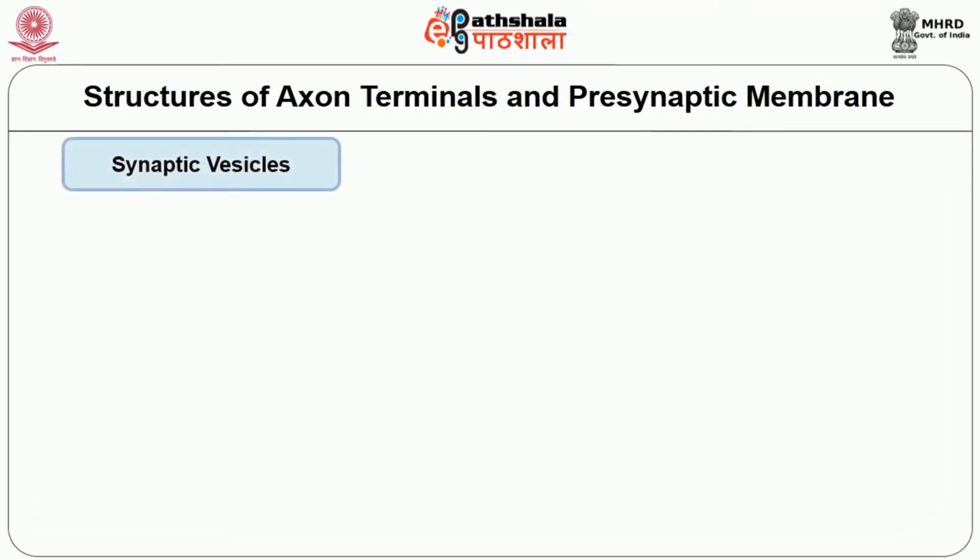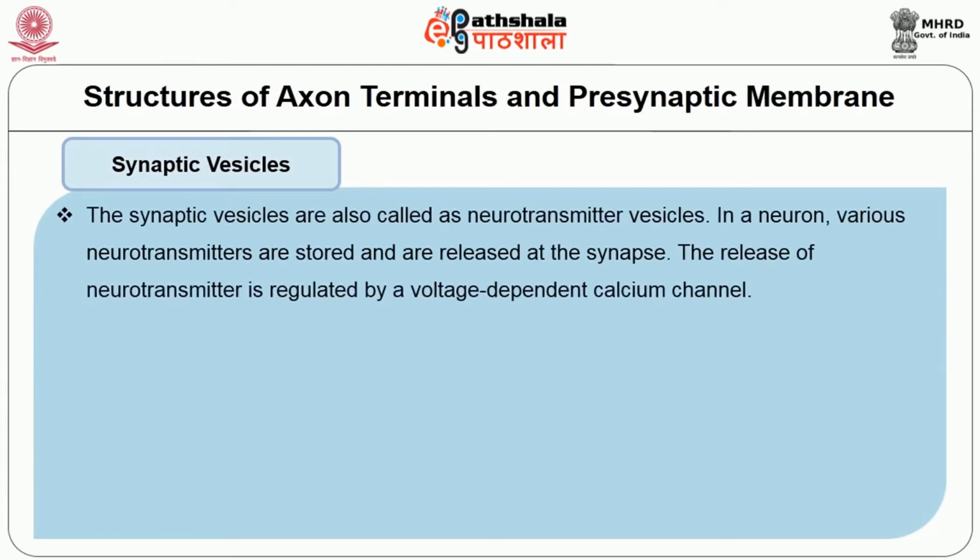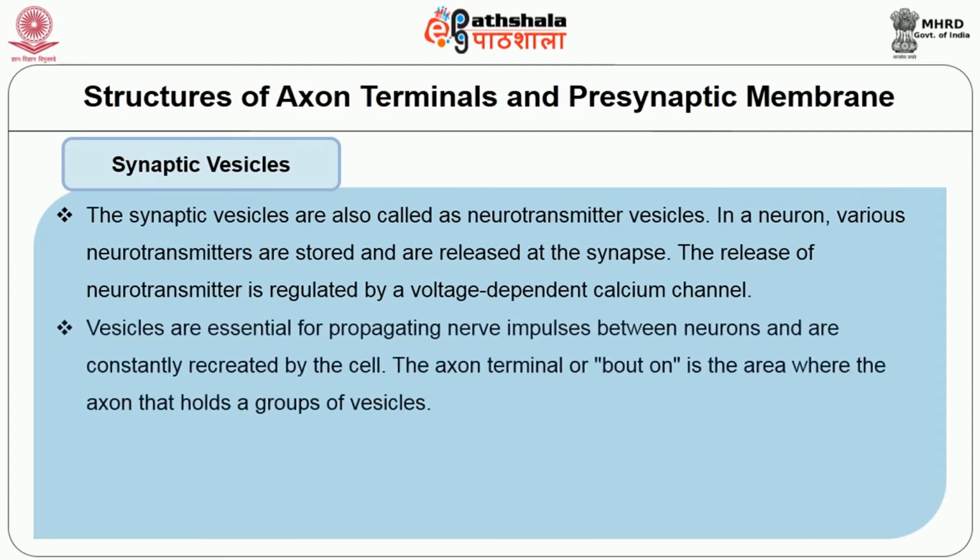Second one is synaptic vesicles. They are also called neurotransmitter vesicles. In a neuron, various neurotransmitters are stored and released at the synapse. The release of neurotransmitter is regulated by voltage dependent calcium channels. The vesicles are essential for propagating nerve impulses between neurons and are constantly recreated by the cell.